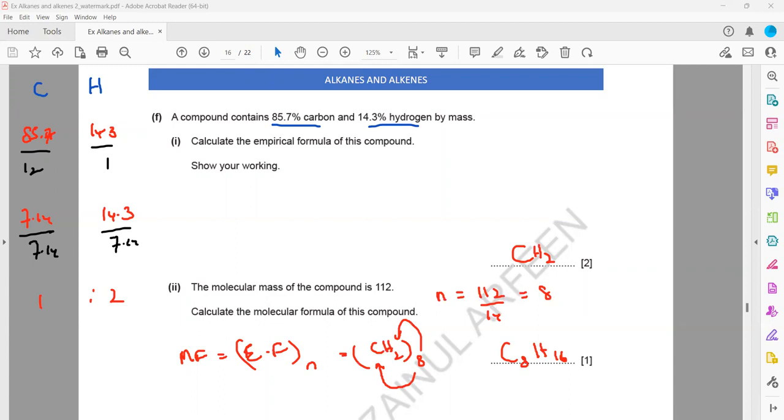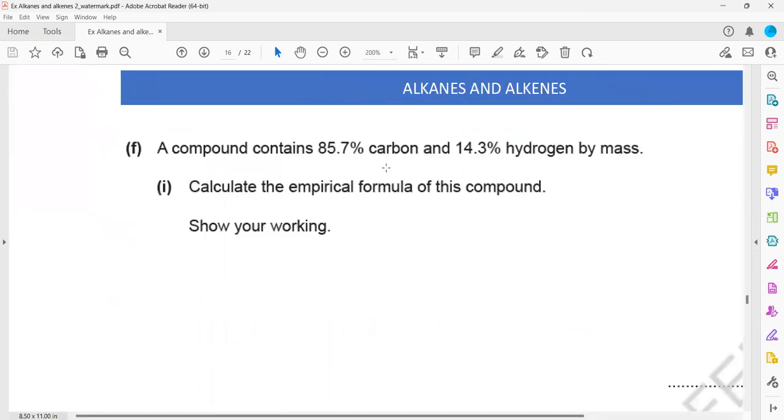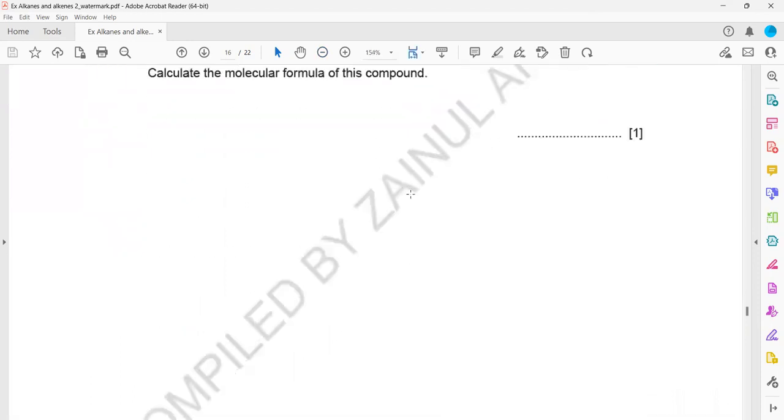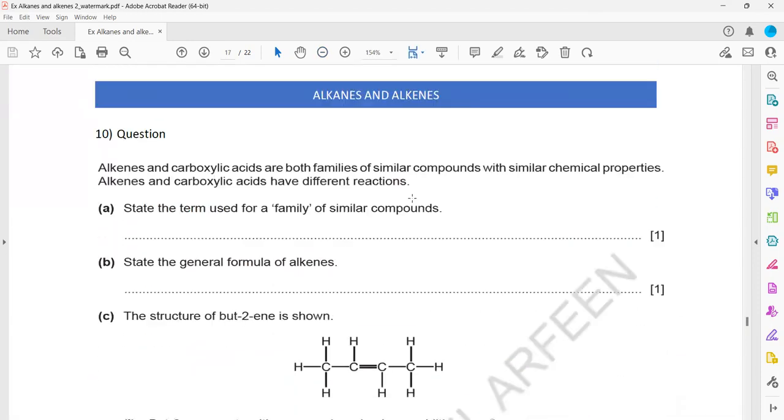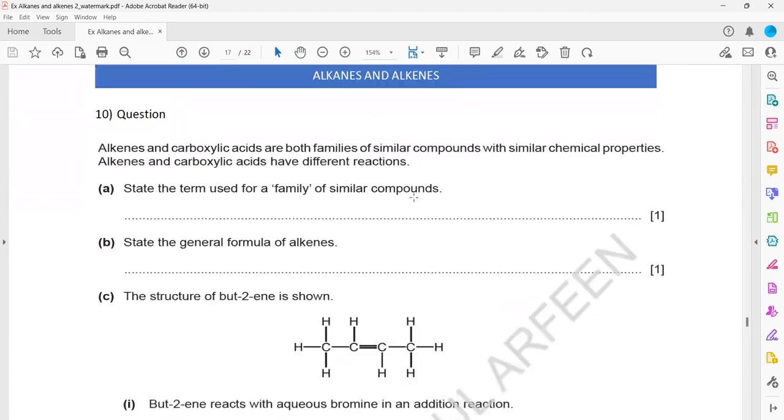So what is the name of this compound? This is octene. Okay, octene, good. Octene is also known as gasoline or petrol. No, sorry, octane is petrol, not octene.